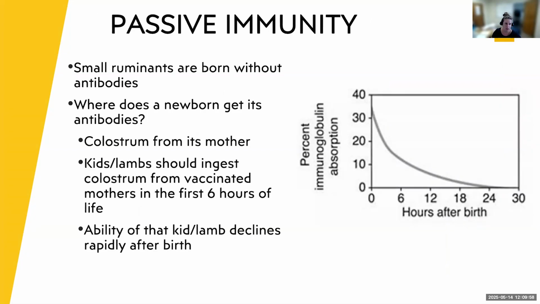So, passive immunity. Small ruminants, like all ruminants, are born without any antibodies or really an immune system. And so the question is, where are they going to get those antibodies from? Well, their number one source is colostrum from their mother, which, to have good colostrum, that doe or ewe should have been vaccinated, like I said, 30 days prior to parturition. That gives their body time to get those immunoglobulins into the colostrum for the offspring to then absorb.